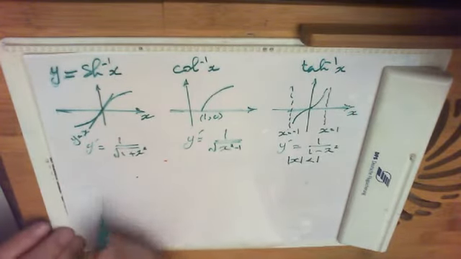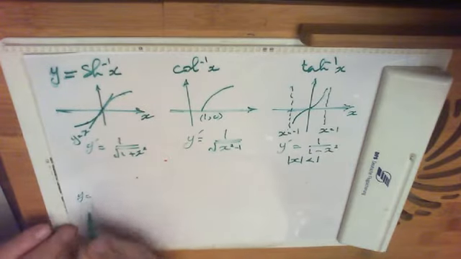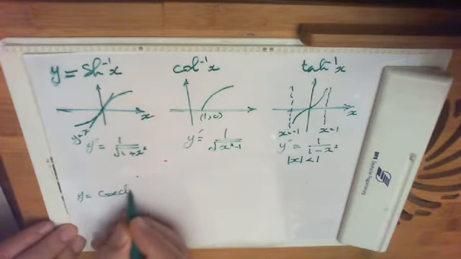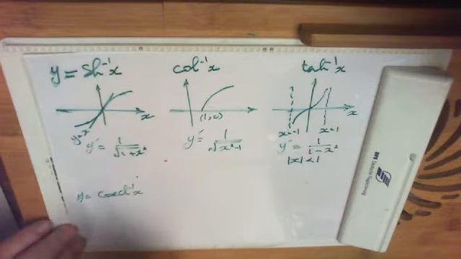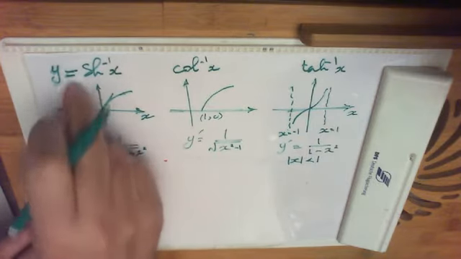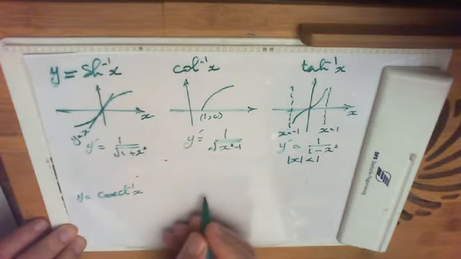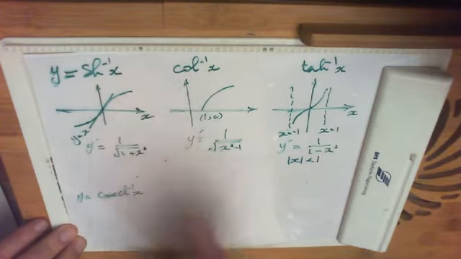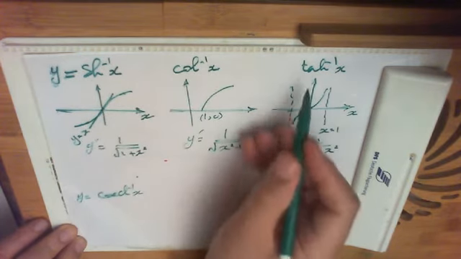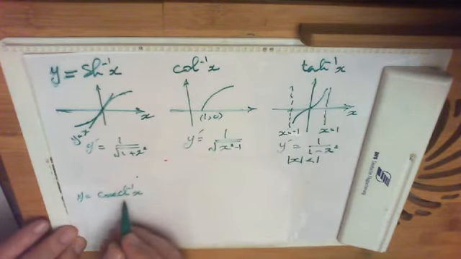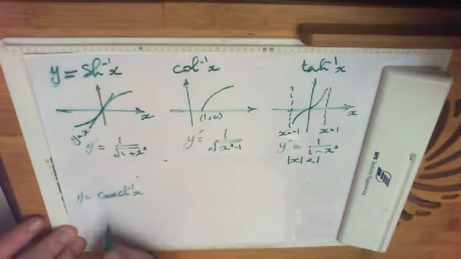Also, we studied y equals cosech minus 1 x. It is not the reciprocal of sinh minus 1. Cosech x is the reciprocal of sinh x. Sech x is the reciprocal of cosh x. Coth x is the reciprocal of tanh x. But in case of the inverse functions, no, this is not.